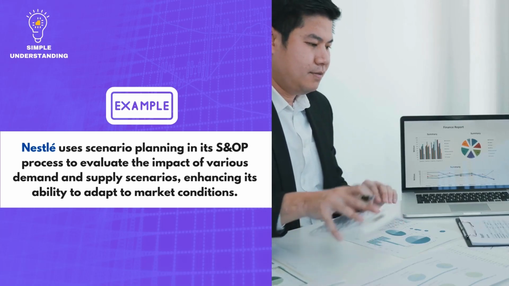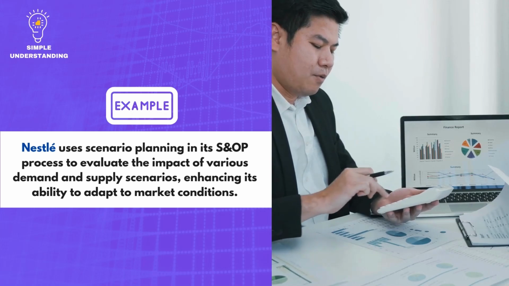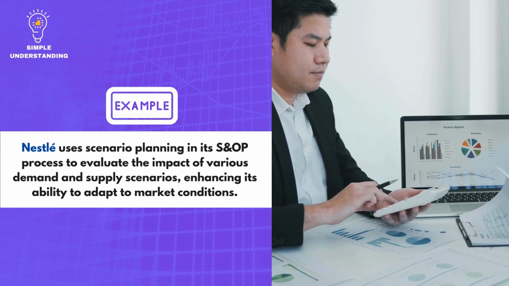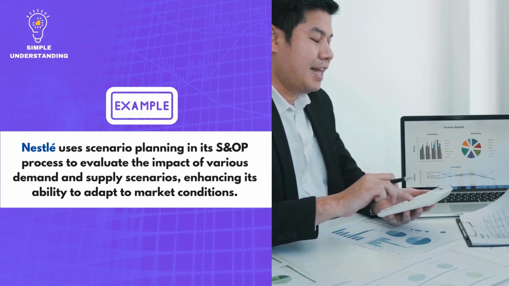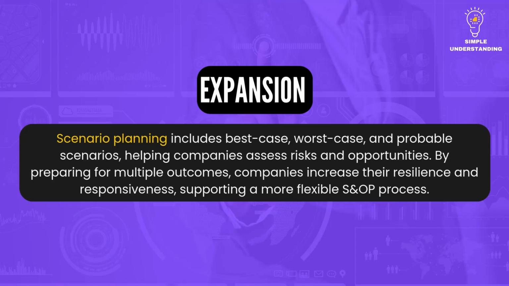Real company example: Nestlé uses scenario planning in its S&OP process to evaluate the impact of various demand and supply scenarios, enhancing its ability to adapt to market conditions. Expansion: Scenario planning includes best case, worst case, and probable scenarios, helping companies assess risks and opportunities. By preparing for multiple outcomes, companies increase their resilience and responsiveness, supporting a more flexible S&OP process.